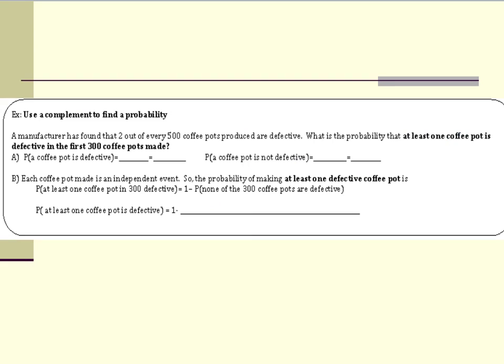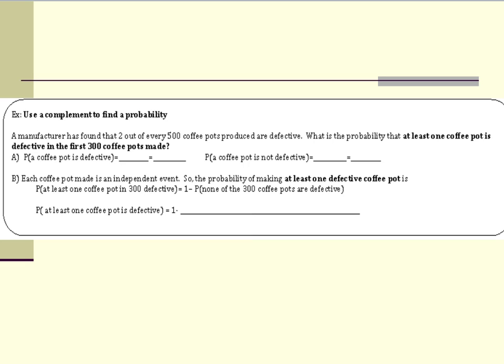Our next example, use a complement to find the probability. So the complement is the probability that something is not going to happen. Okay, so if we have the probability of a coffee pot being defective, its complement would be the probability that it's not defective. So this says a manufacturer has found that 2 out of every 500 coffee pots produced are defective. What's the probability that at least 1 coffee pot is defective in the first 300 coffee pots made?